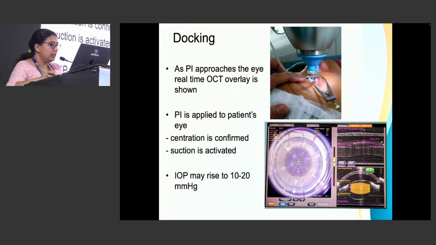So, first step, the docking. The patient interface approaches the eye and a real-time OCT overlay is shown. Centration is confirmed and the suction is activated. The IOP may rise to 10 to 20 mmHg.